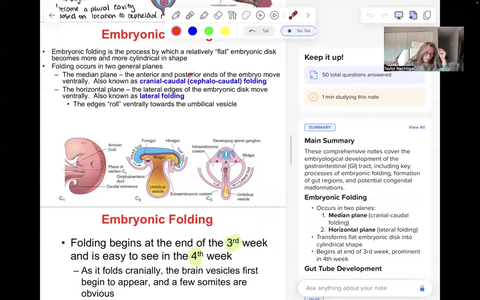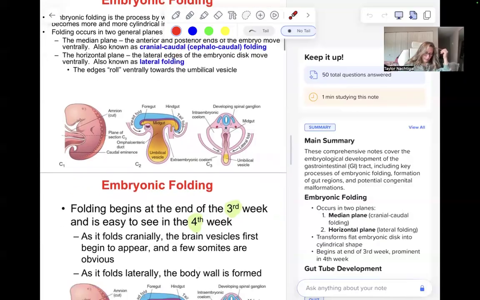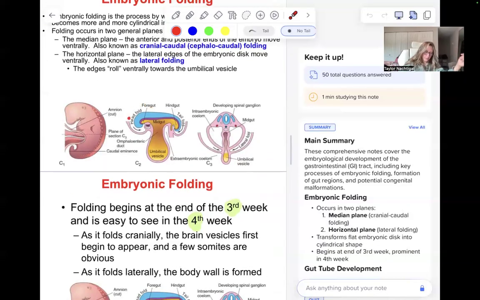So we've got our cranial-caudal folding and our lateral folding. That's what this is showing here. The head is folding in this way, the tail is folding in this way. And then if we flip the plane the other direction, we're seeing that the sides are folding in together as well here.